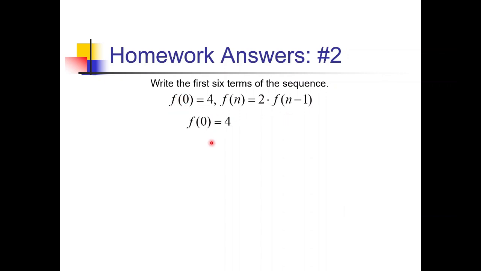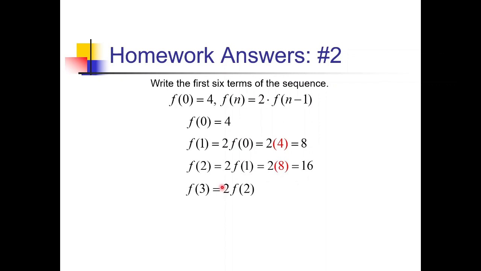To write the first 6 terms of this sequence, let's start with the first term, which is this f of 0 equals 4 term. And then to find the rest of them, we have to take the previous term and multiply it by 2, according to this recursive rule. So for f of 1, we've got 2 times f of 0, 2 times 4, and that's going to be 8. F of 2 is 2 times f of 1, so 2 times 8, which is 16.